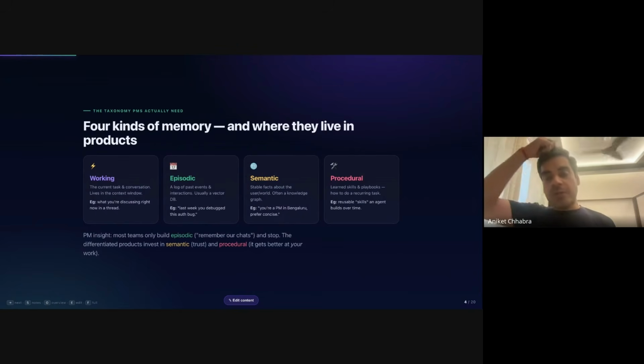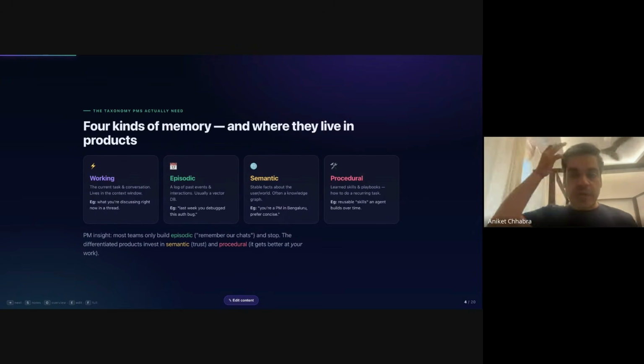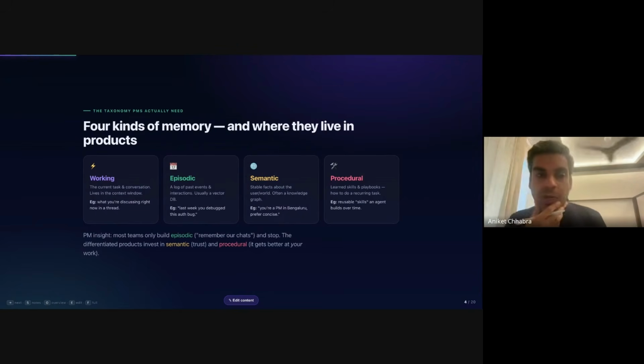So what are the types of memory for the agent, or for the product? One is the working memory. The working memory actually works like a context window. Let's say you have some task, it will always happen. Currently you're discussing in your prompt, that's a working memory.